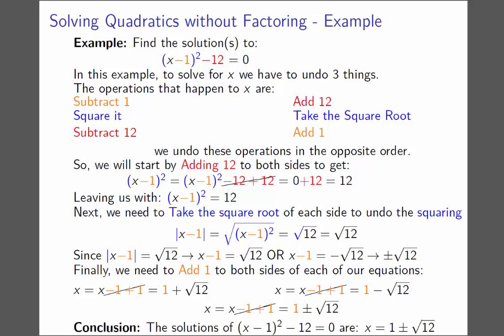Either way, we can conclude that the solutions of (x minus 1) squared minus 12 equals 0 are x equals 1 plus the square root of 12 and 1 minus the square root of 12.